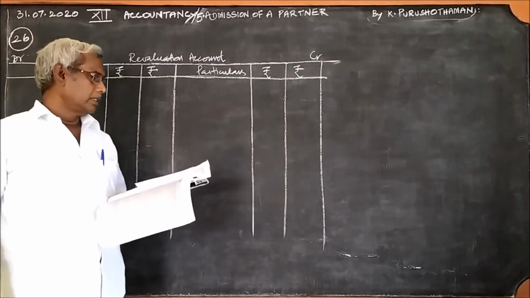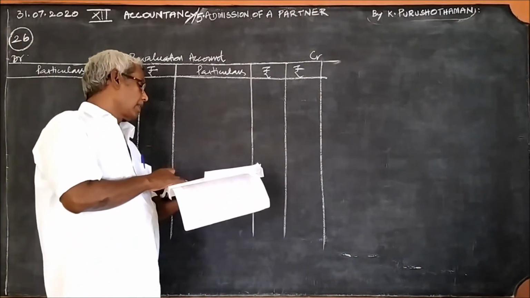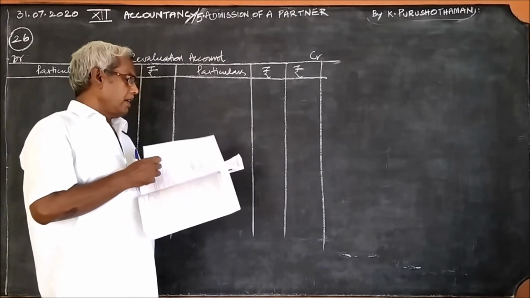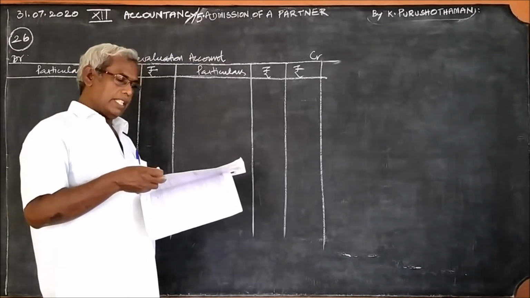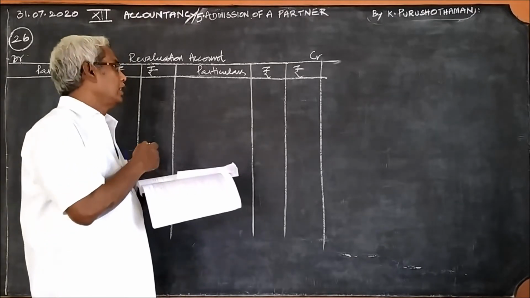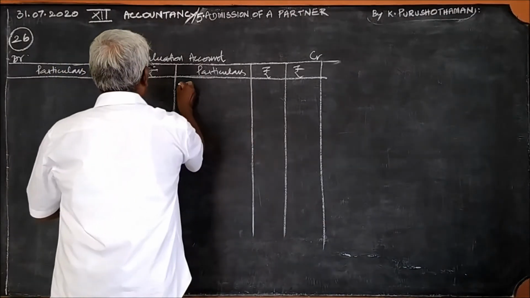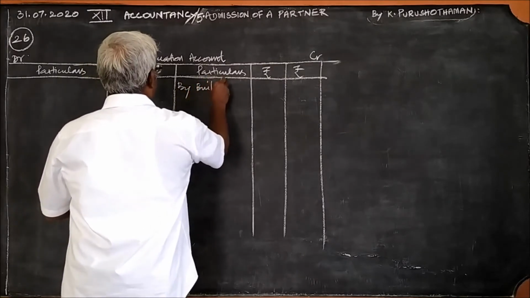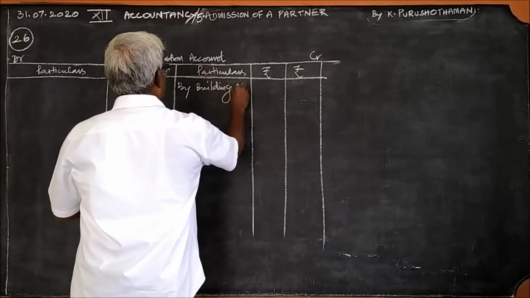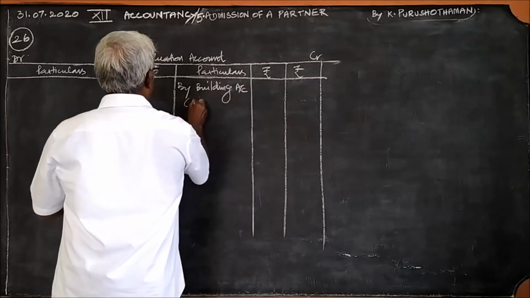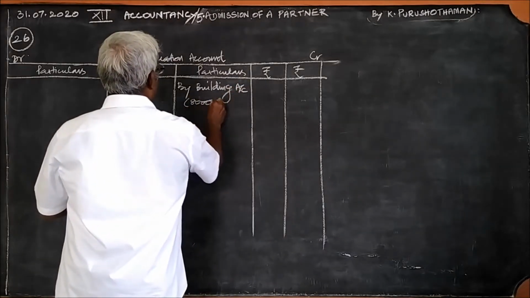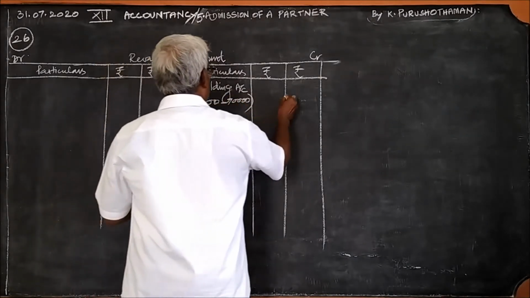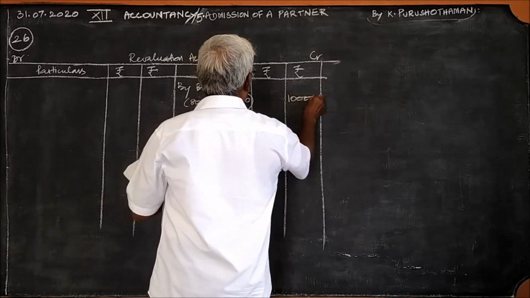So, building, debtors, stock. What about these three? Is there any increase or decrease? For building, building already 70,000, therefore 80,000 it is an increase. Therefore, we can write on the credit side by building account. That is 80,000 minus 70,000. So 10,000 is the increase. Right.